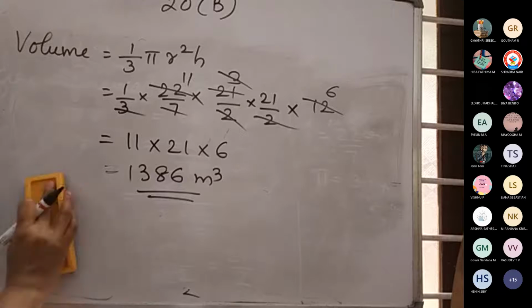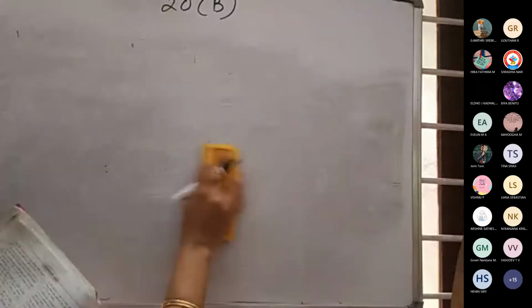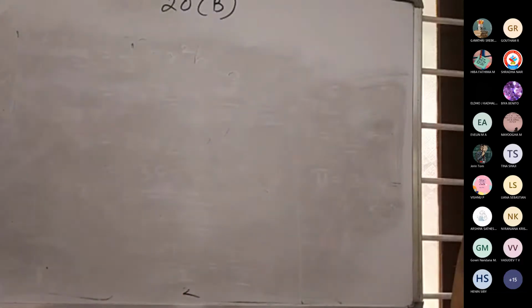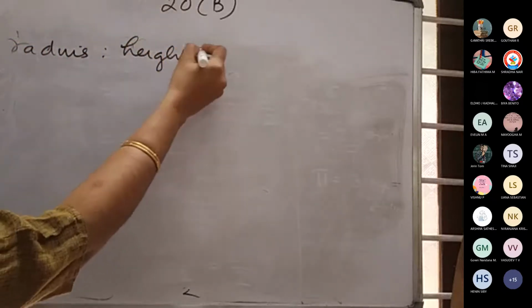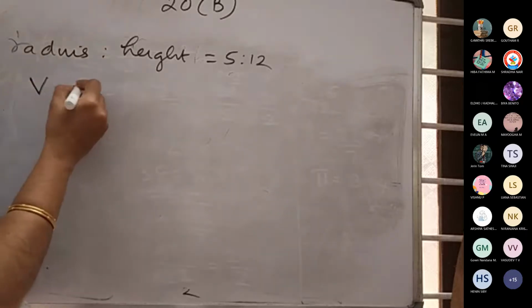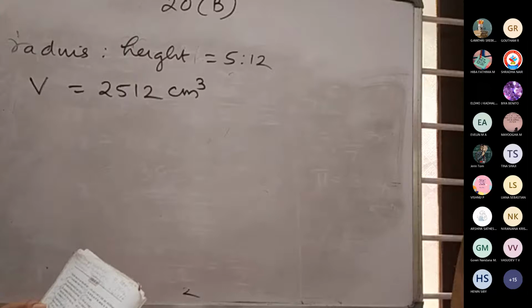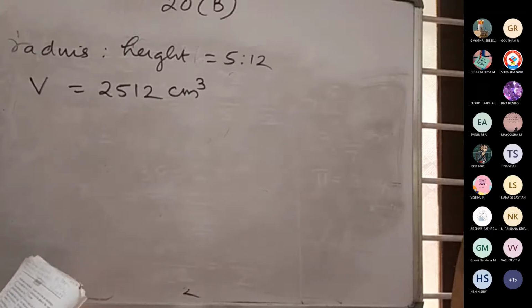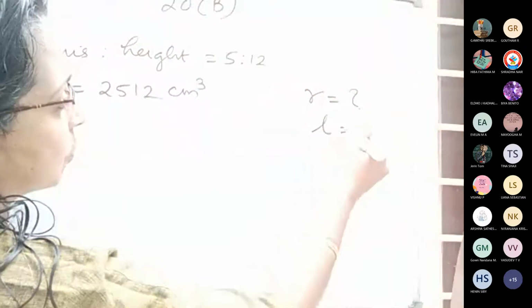The radius and the height of a right circular cone are in the ratio 5:12, and its volume is 2512 cubic centimeter. Find the radius and slant height of the cone. So r we have to find out, then l also.